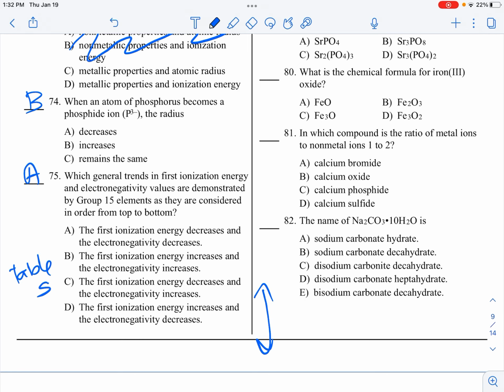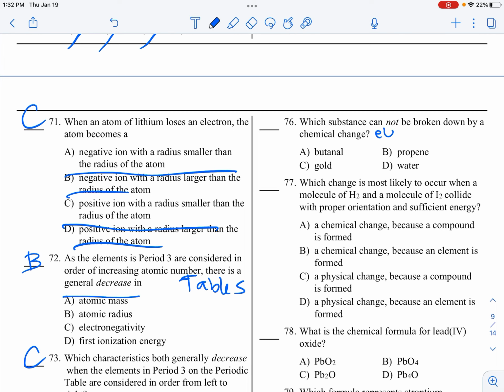Which cannot be broken down by a chemical change? So elements. So any elements. I can't even do it off the top of my head, but it doesn't matter. Sorry, don't judge me. You're looking for elements.